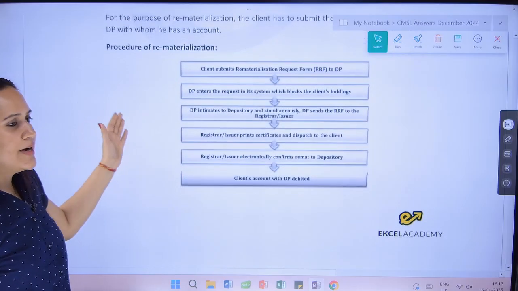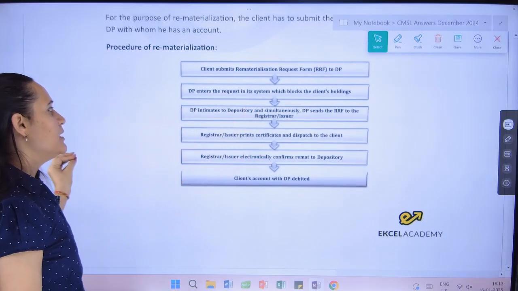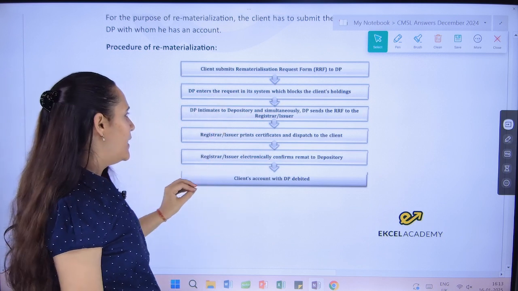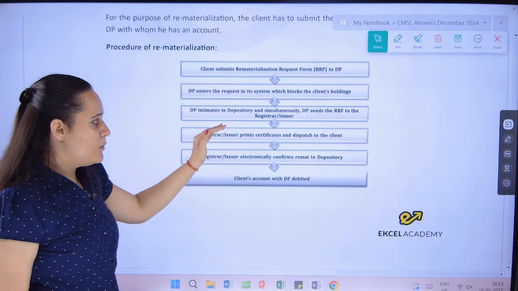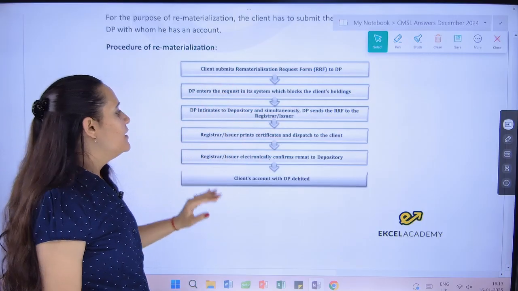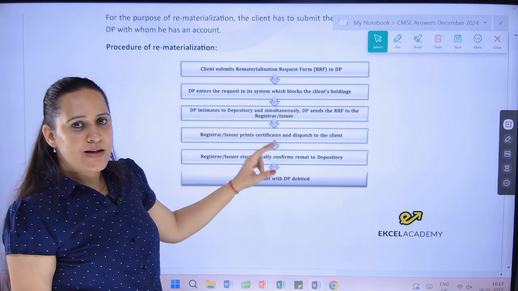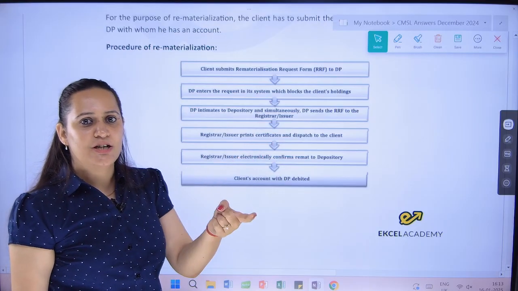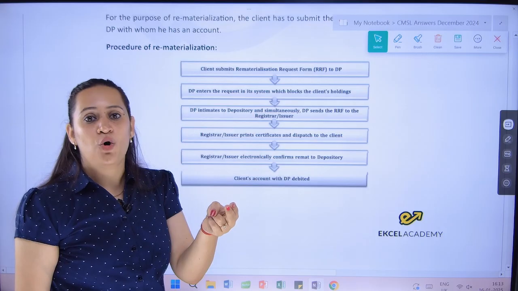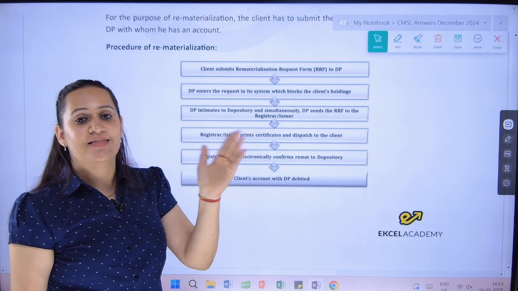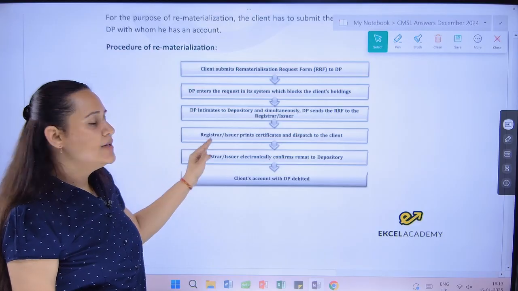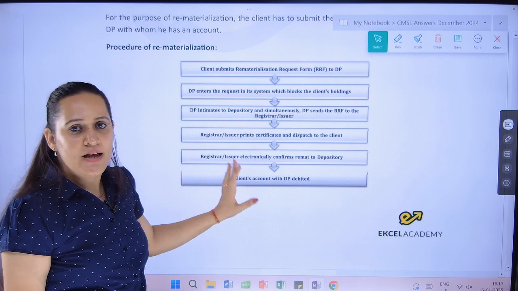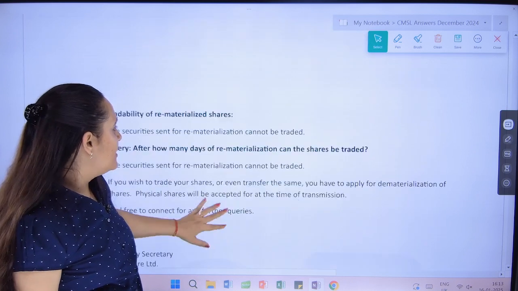Stepwise procedure is there. You should submit an application to the depository participant. The depository participant is going to enter all the details about how many shares are there, which company, all the details in his database. That depository participant is going to inform the depository. The depository is going to inform the company. They are going to dispatch physical share certificates. Once the dispatch order is done, they are going to cancel the electronic share certificates, because one person cannot have demat shares and physical shares both. That will become double the holding. So they have to cancel the demat shares and only then issue the physical share certificates. Once the depository confirms that they have deleted the demat shares, then we are going to give them the physical share certificate. This is the process of rematerialization.